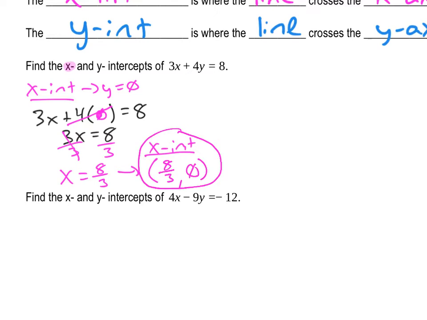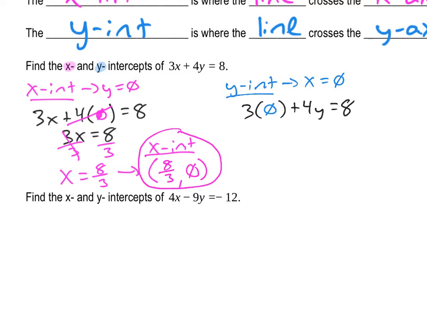All right, now let's find our y-intercept. The y-intercept, we're going to do some solving for that too. What's true about that? X is going to be 0. X will be 0 in a y-intercept. So we're going to do the same thing. Instead of replacing y, we replace the x now. So 3 times 0 plus 4y equals 8.